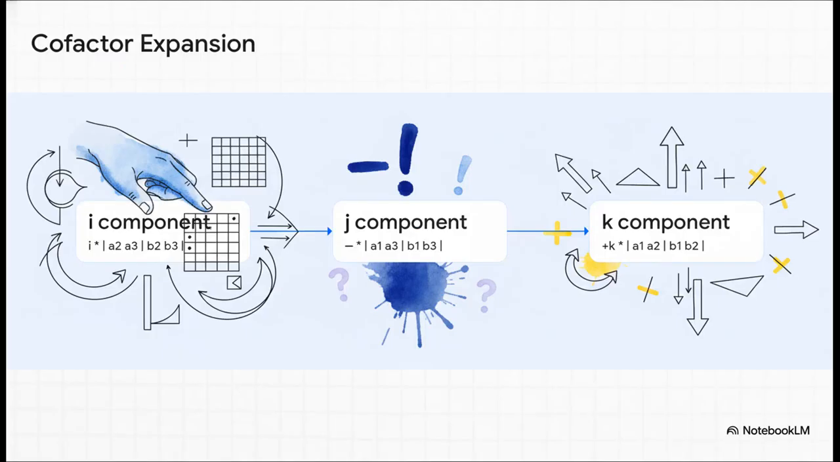And to solve it, we use something called cofactor expansion. For the i component, you just imagine covering up its row and column, and then you find the determinant of the little 2x2 square that's left. Same thing for k. But, and you have to listen to this, the j component is the one that trips everyone up. See that negative sign in front? You've got to have it. The pattern is always positive i, minus j, positive k. Please burn that into your memory. It'll save you so many points.